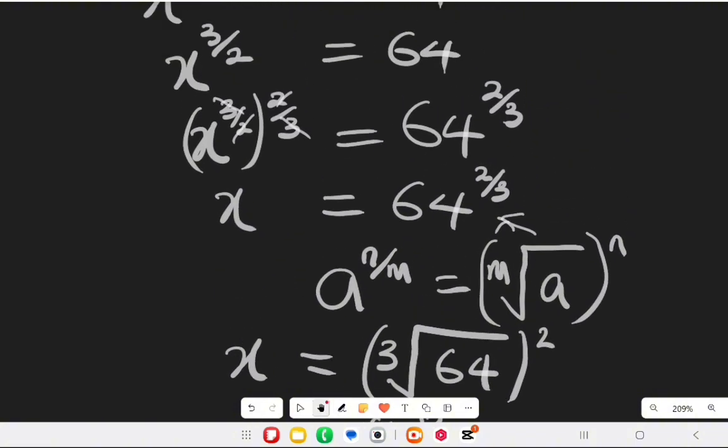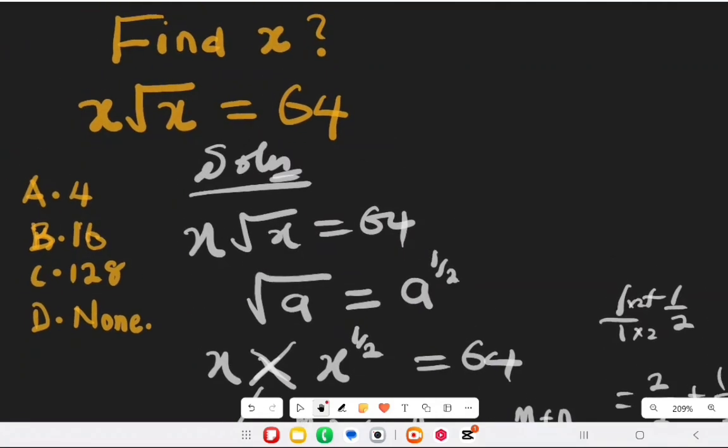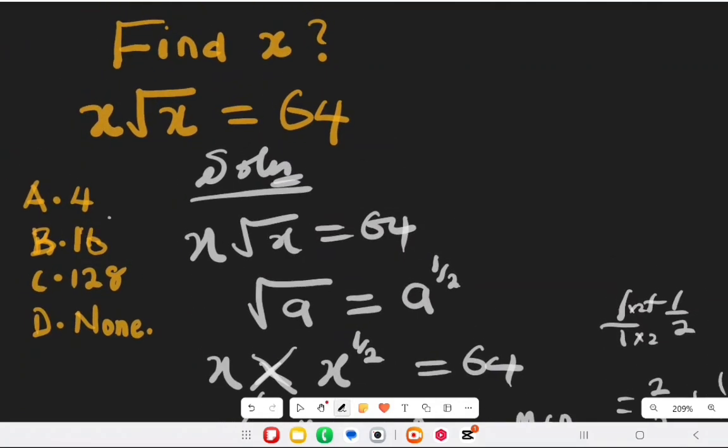Then we go back to the question and see the best option for it. The best option is B as the answer.